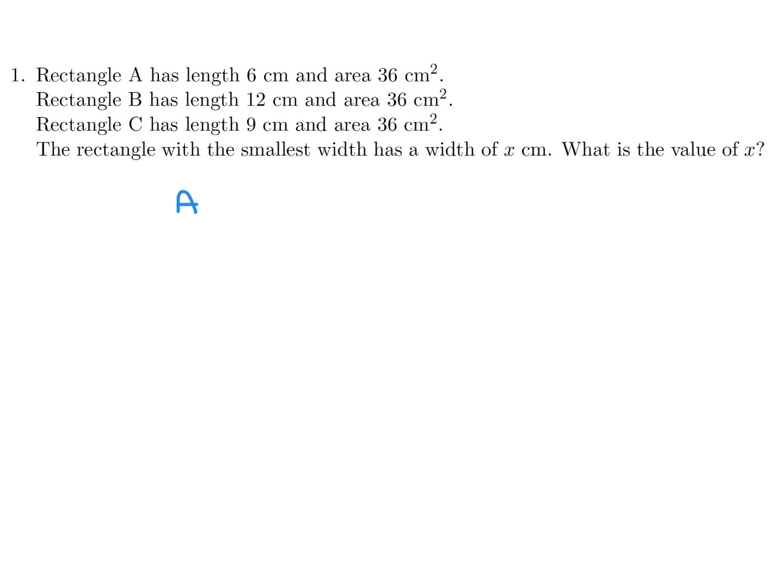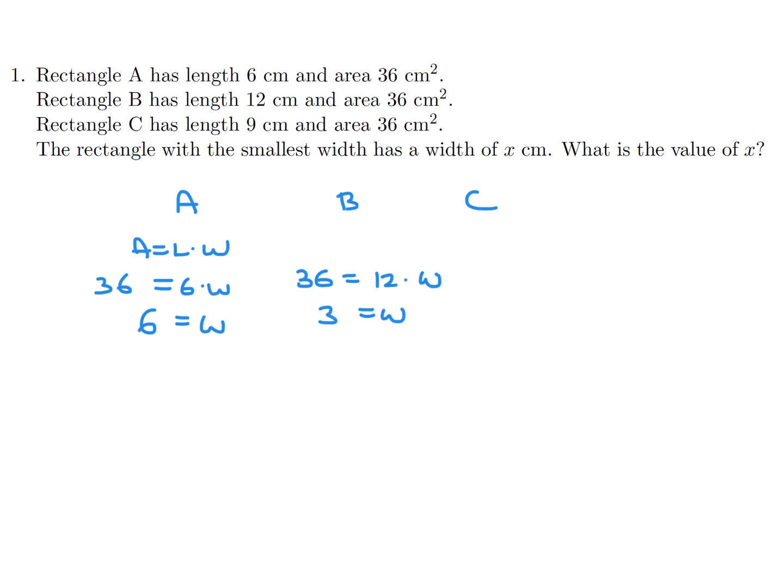So rectangle A, B, and C. The area is always length times width, right? So if the area is 36 and the length is 6, then the width here would be 6. In a very similar way, for B, the length is 12, so that width would be 3. And for C, the length is 9, so that width would be 4, I believe.